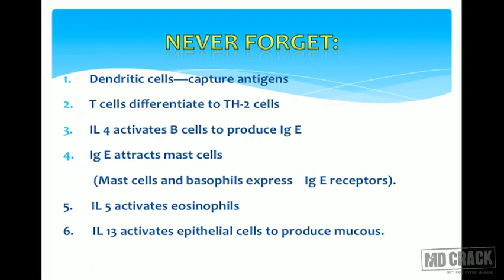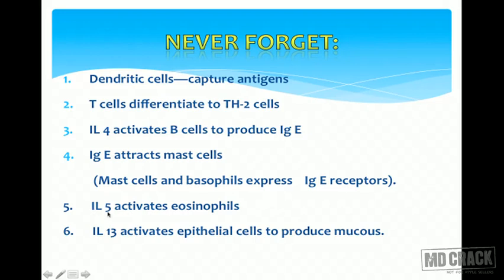So try to remember the important aspects in the type 1 hypersensitivity reactions: the antigen presenting cells, nothing but dendritic cells, are the ones which will capture the antigen. T lymphocytes will differentiate into T helper 2 lymphocytes, and they are the ones which will liberate interleukin 4. Interleukin 4 in turn activates the B lymphocytes, and they convert into plasma cells, which will liberate the immunoglobulin E, IgE. IgE is the one which will attract the mast cells, because mast cells and basophils express the IgE receptors over their surface.